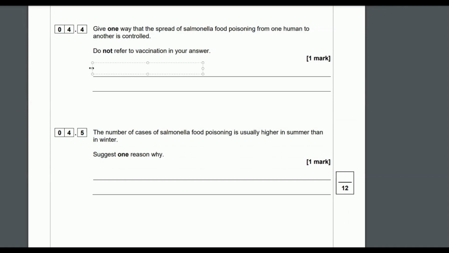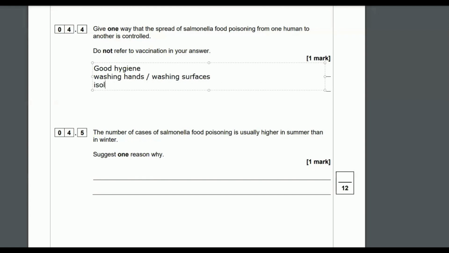So there's a whole bunch of things. So good hygiene. That means washing hands, washing surfaces. It doesn't spread by coughing salmonella. So washing hands, washing surfaces, isolating, that kind of thing will be good. So washing hands and washing surfaces is important.